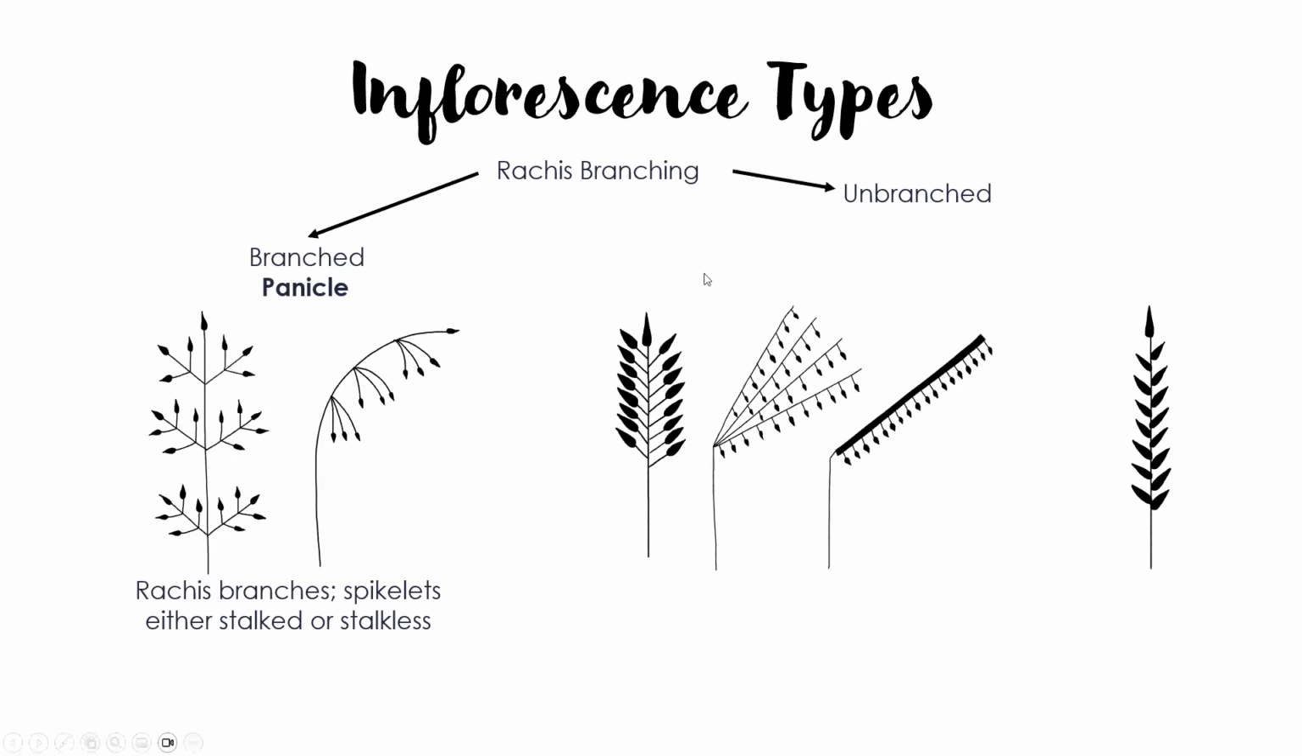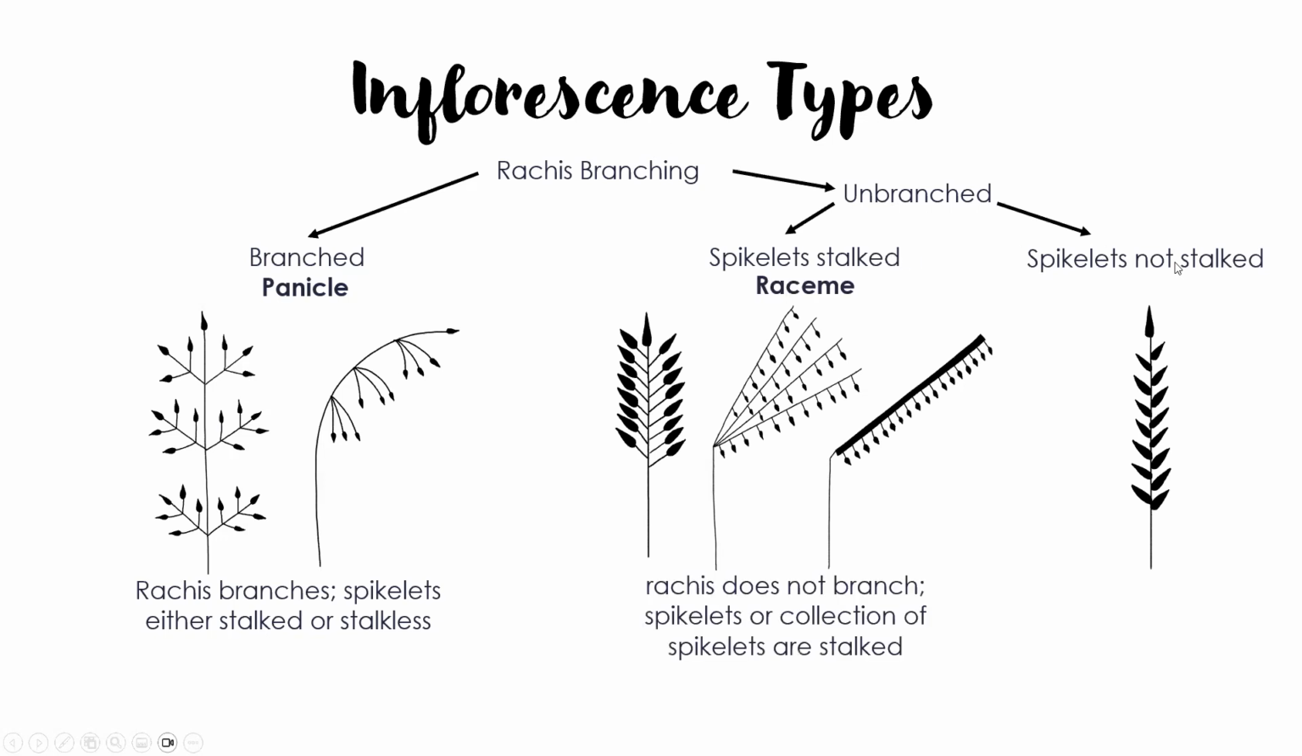Okay, if our rachis or our stem did not branch, then we ask a second question, and the question is if the spikelets are held on stalks or not. Okay, pretty simple, right? I'll put all of this information up here. So if they are not held on stalks, they're called a spike. We'll go over here.